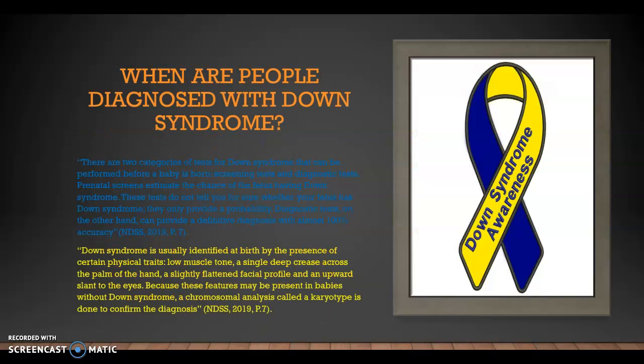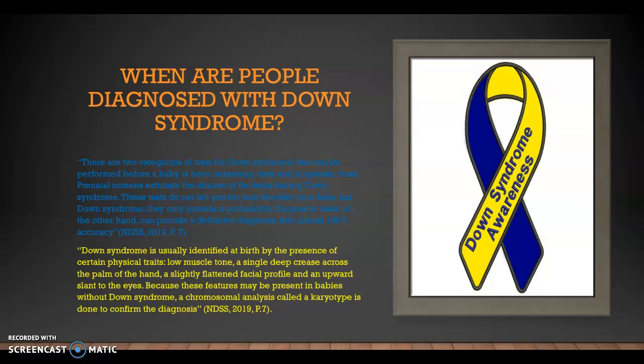When are people diagnosed with Down syndrome? There are two categories of tests for Down syndrome that can be performed before a baby is born: screening tests and diagnostic tests. Prenatal screens estimate the chance of the fetus having Down syndrome. These tests do not tell you for sure whether your fetus has Down syndrome. They only provide a probability. Diagnostic tests, on the other hand, can provide a definitive diagnosis with almost 100% accuracy.